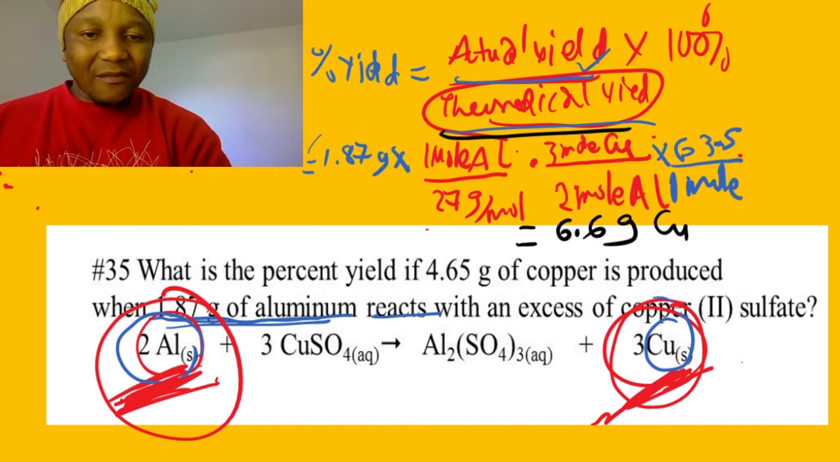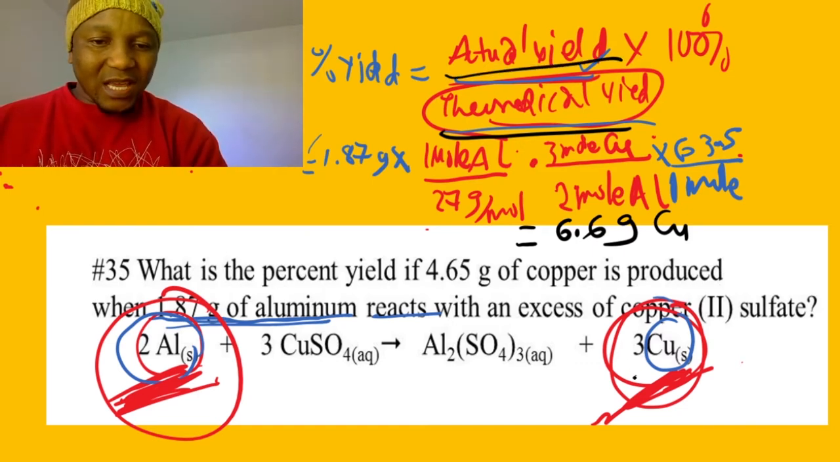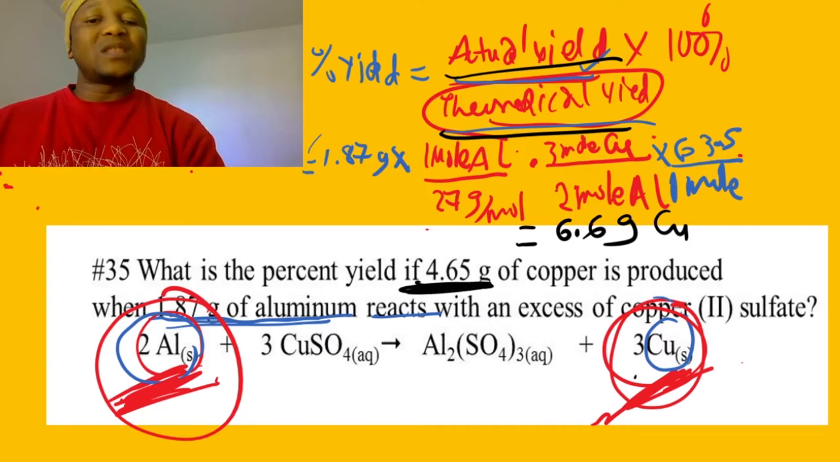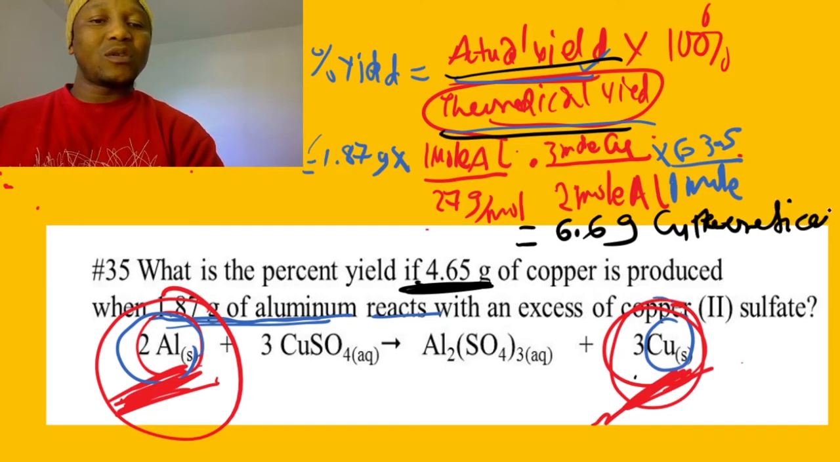So what we're going to do, we have the actual yield, which was this, which was produced, and then divide by the theoretical yield, which we just got. So this is the theoretical yield. Sorry, my handwriting.